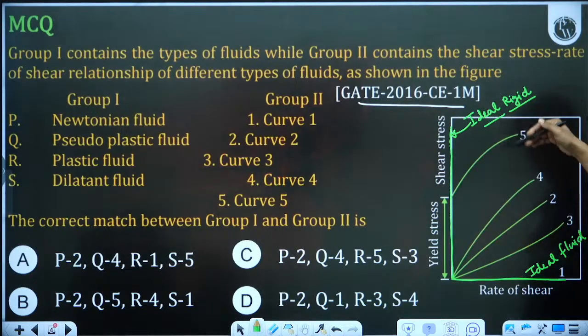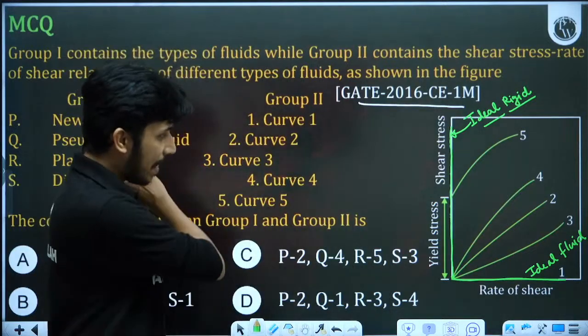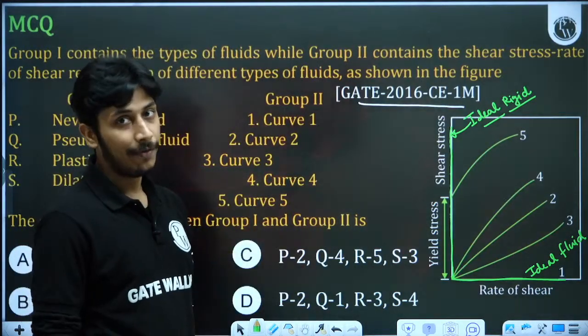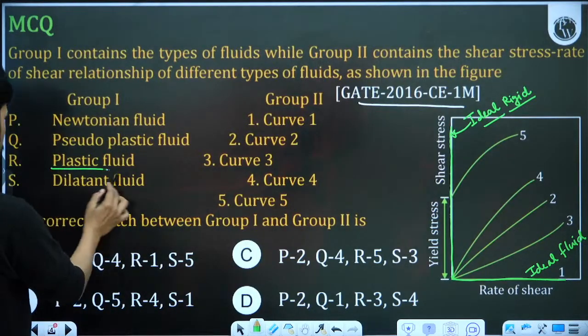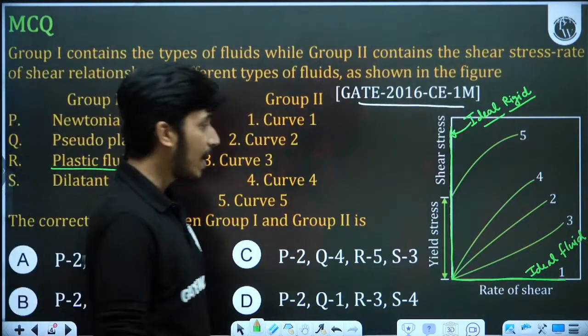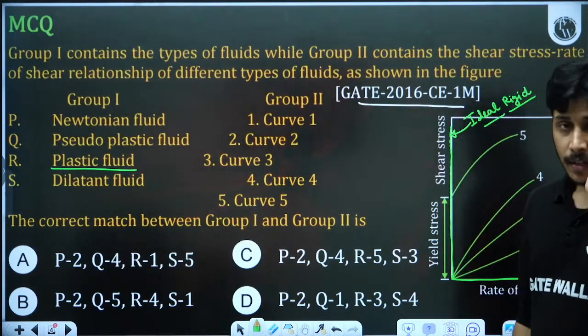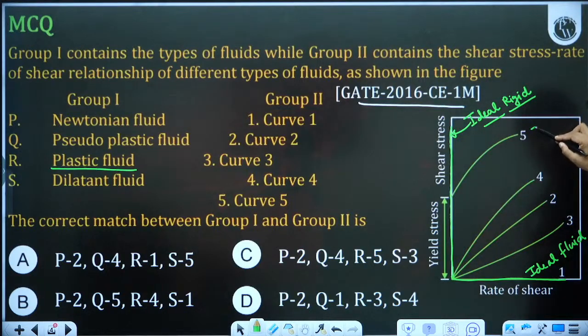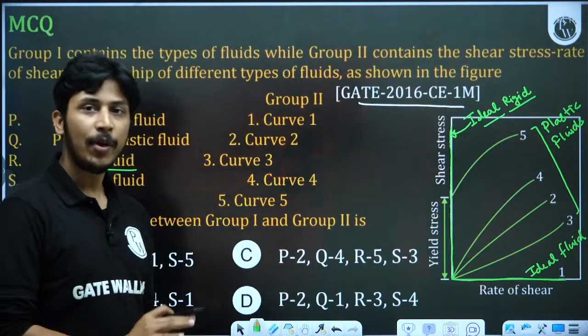And all the remaining diagrams between ideal rigid and ideal fluid, please understand, all of them are plastic fluids. I'm again saying all are plastic fluids, because here one option is there, plastic fluid. So all of the diagrams between ideal rigid and ideal fluid, they all are plastic fluid. Are you getting my point? Plastic can be matched with any of the points. Okay, are you getting my point?